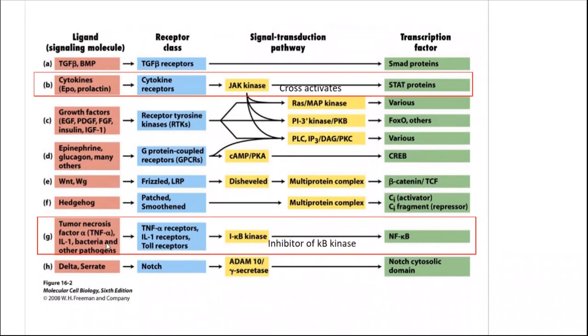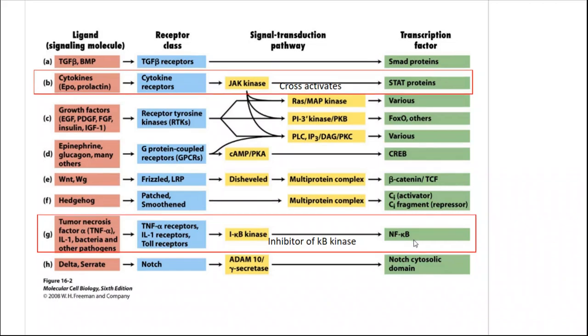These are just a list of things that can cause cancers, but let's focus on cytokines and the tumor necrosis factor, TNF alpha. Cytokines bind to a cytokine receptor and then activate JAK kinase, which makes STAT protein, which causes cancer, as we'll talk about later, but it also activates other pathways, eventually leading to different transcription factors that cause cancers. TNF alpha activates the inhibitor of kappa B kinase, which activates NF-kappa B, which is kind of cancer-causing. We'll talk about more.